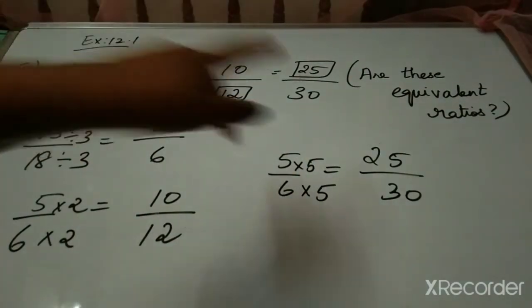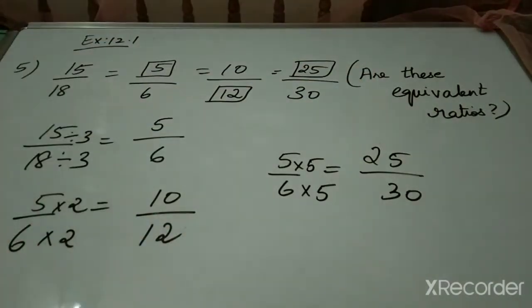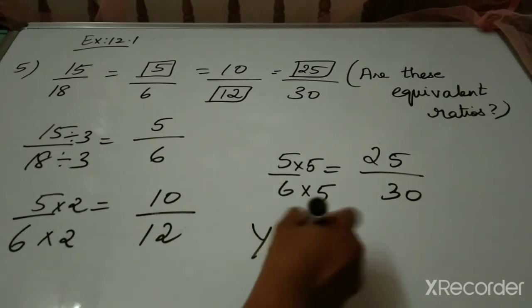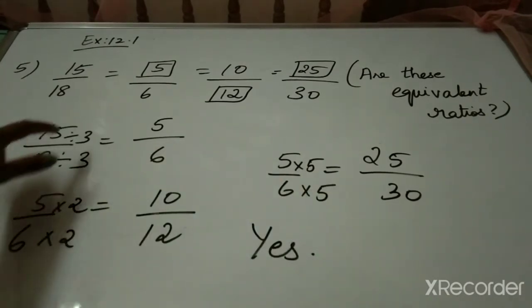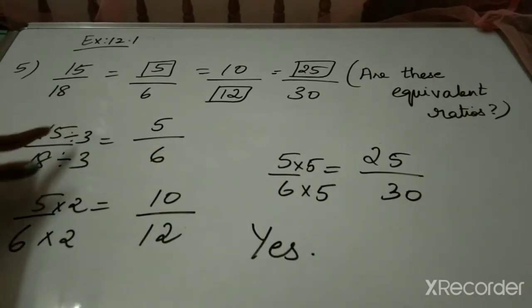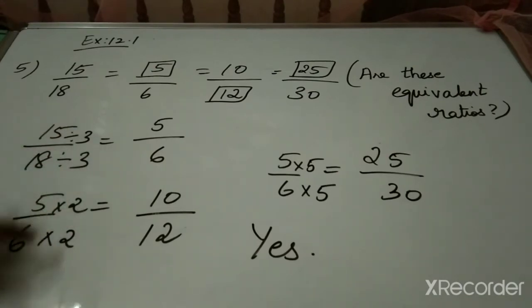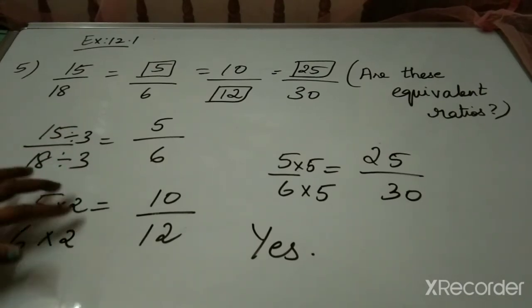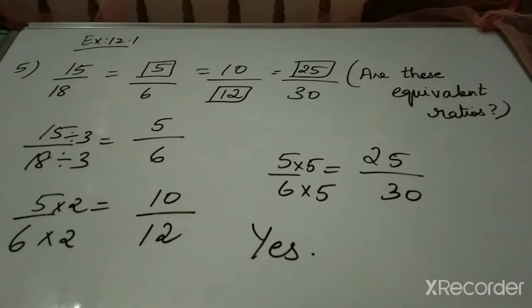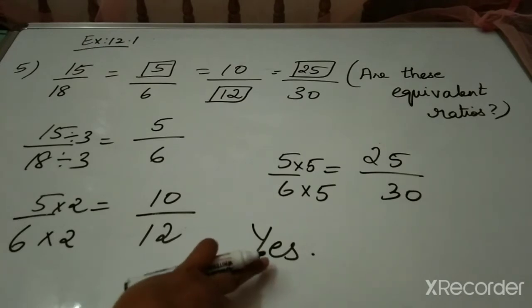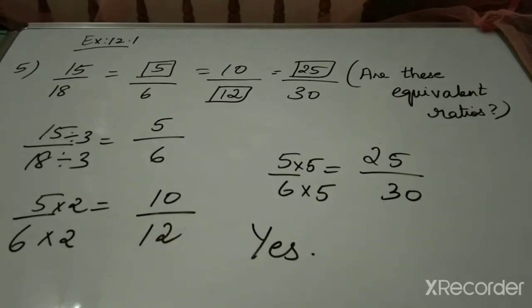Clear? Now, are these equivalent ratios? Yes or no? Yes. Why is it yes? Because whether you are dividing the numerator and the denominator or multiplying the numerator and denominator, you are multiplying and dividing with the same number. So they are equivalent ratios. So your answer: are these equivalent ratios? Yes, they are equivalent ratios. Clear children?